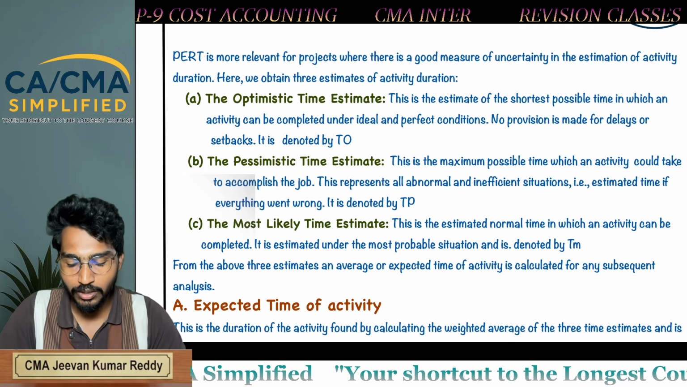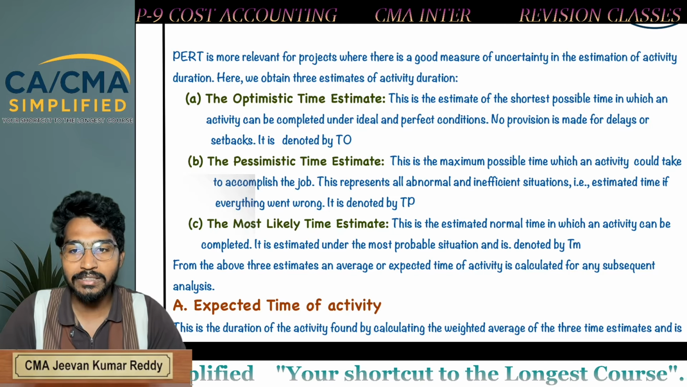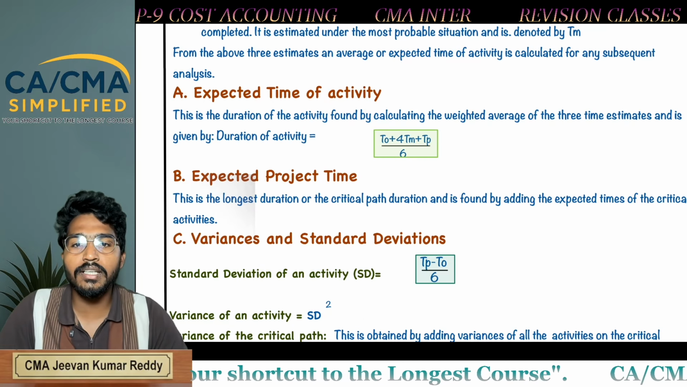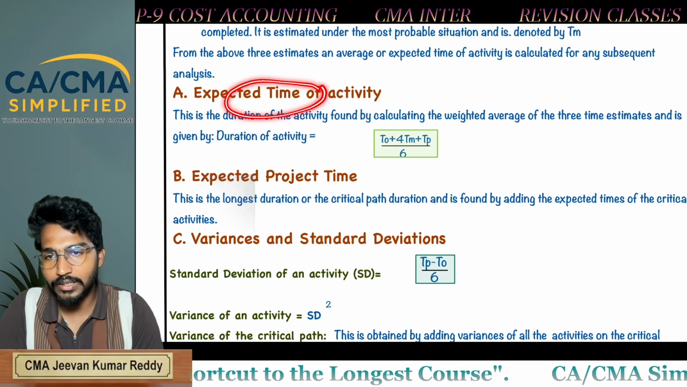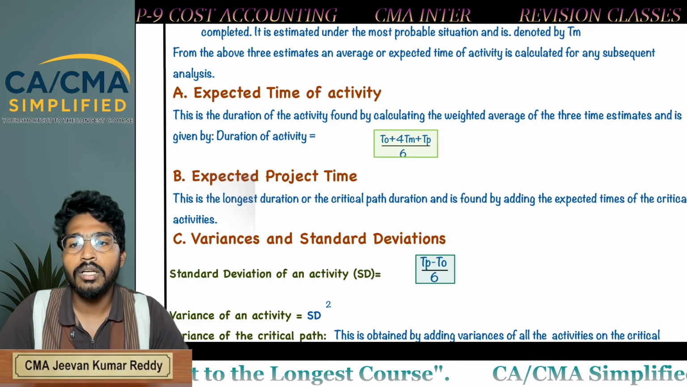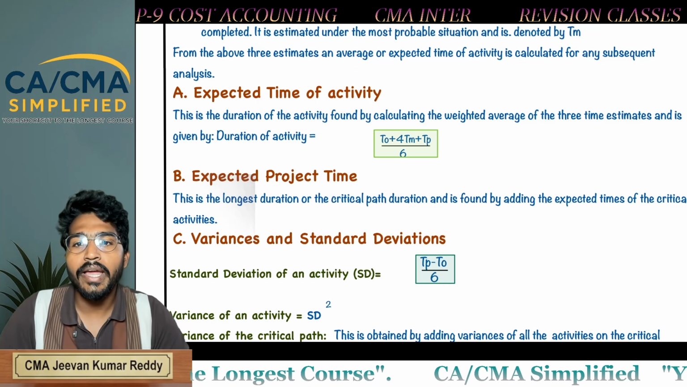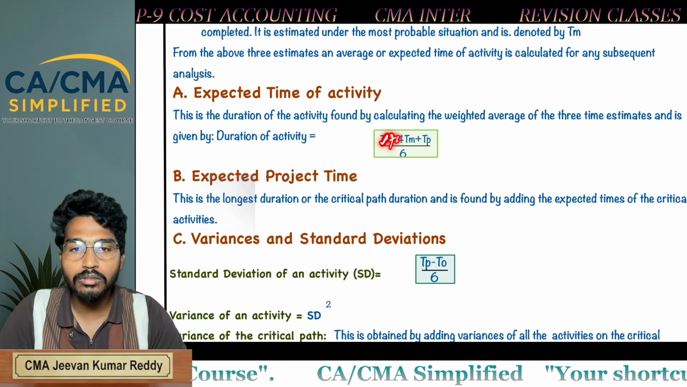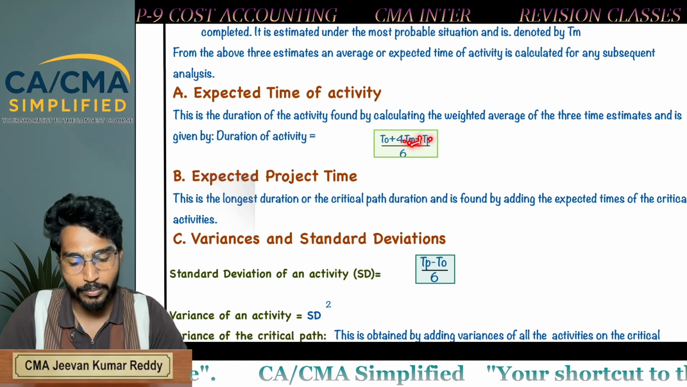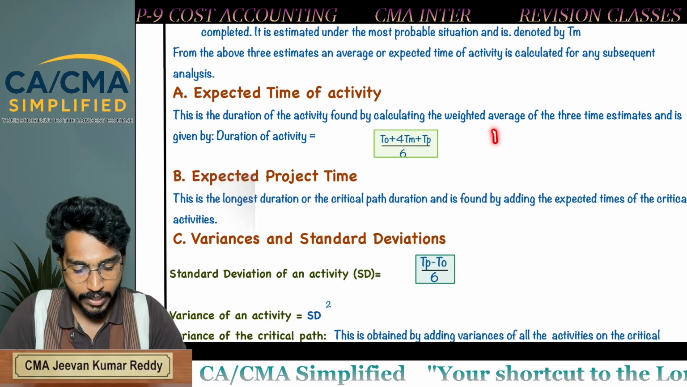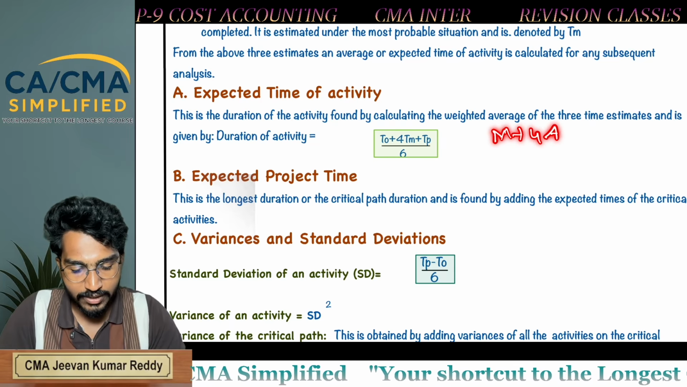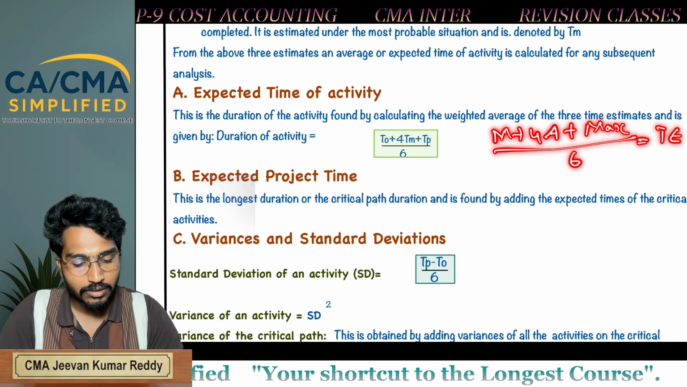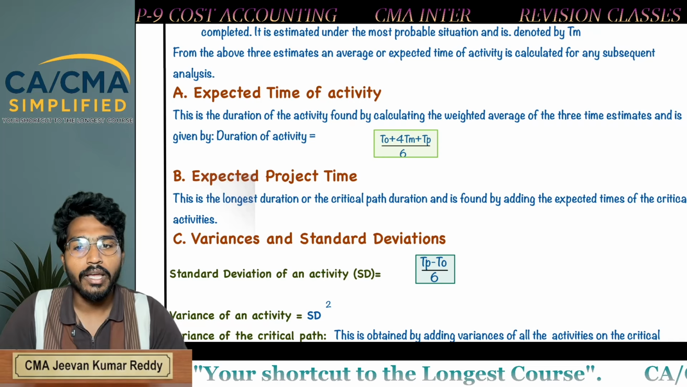Optimistic time is nothing but minimum time, pessimistic time is nothing but maximum time, most likely time is nothing but average time. So using these three time estimates, you need to calculate expected time, that is nothing but estimated time, or your activity duration. How to calculate it? T equals TO, that is time optimistic, plus 4 into time most likely, plus TP. So minimum time plus 4 into average time plus maximum time, divided by 6, you will get T. This is used for duration of an activity.